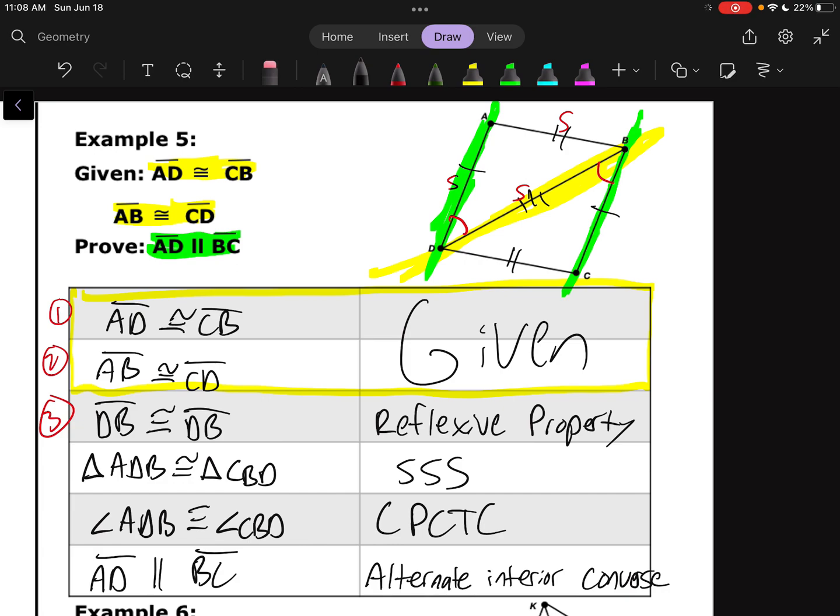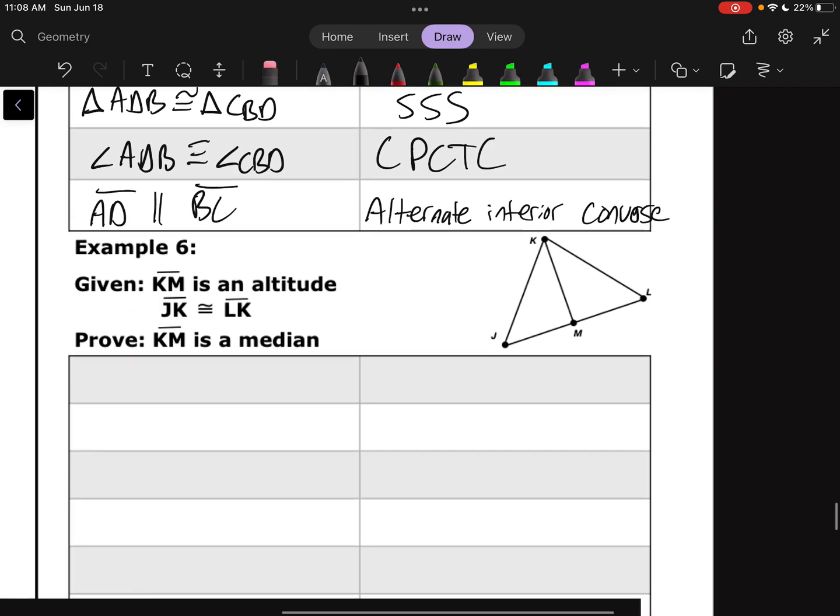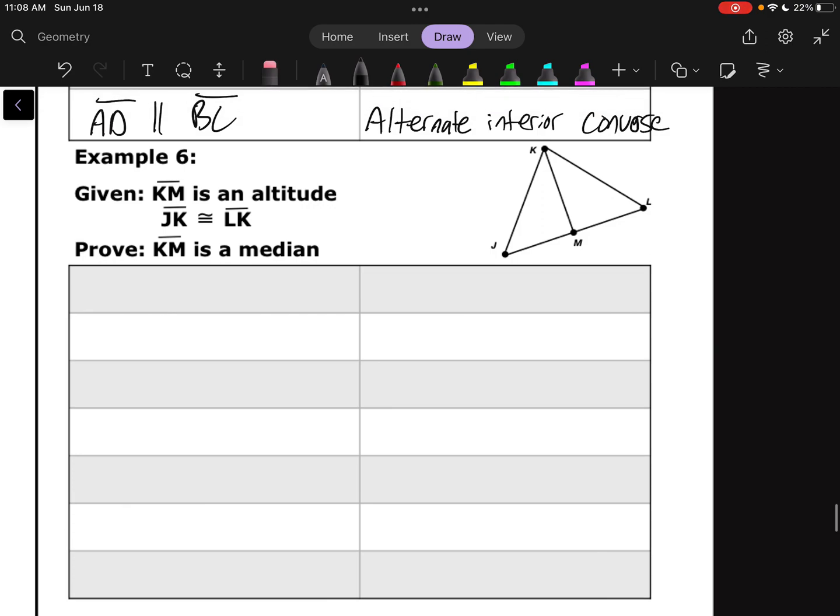But we use CPCTC to get those angles to be congruent, and then we use those angles to say that those lines must actually officially be parallel now. Pretty cool. Okay. So we got one more where we got to use CPCTC to get something accomplished here.